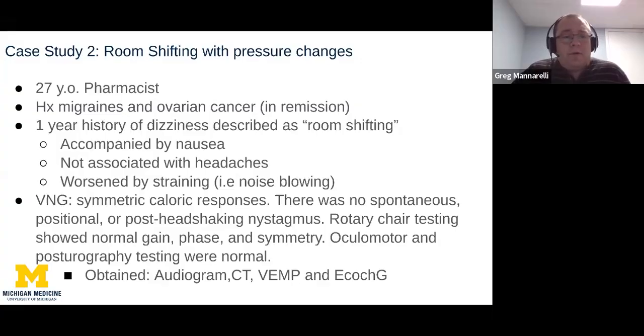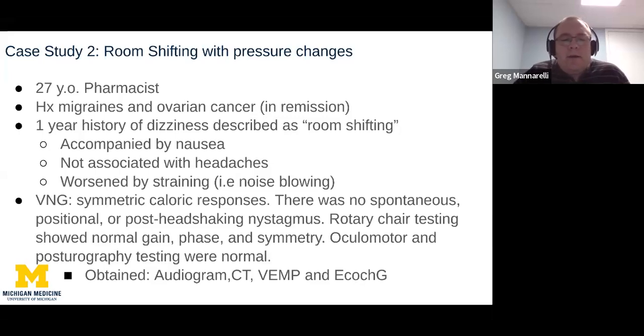This was a 27-year-old pharmacist with a history of, I chose this one because it's interesting, migraines, ovarian cancer, which is in remission, and a 1-year history of dizziness described as room shifting. Symptoms are accompanied by nausea. They were not typically associated with her headaches or her migraine aura. Her symptoms were worsened by straining, like a Valsalva maneuver or blowing her nose.